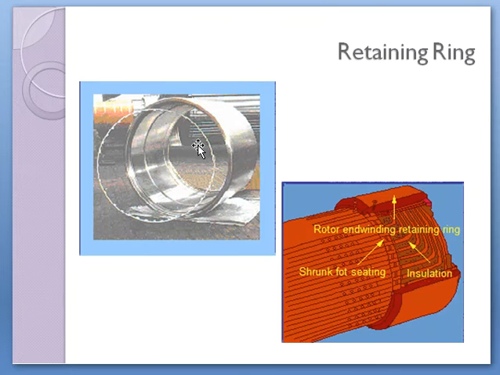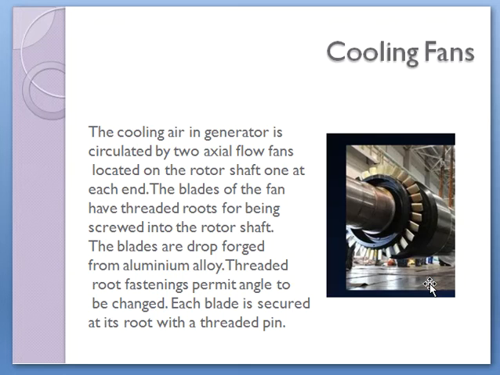We can see the retaining ring here. Now, this retaining ring is fixed here, and once the retaining ring is permanently locked, we cannot see the conductors at the end of the rotor, and the field conductors are now tightly fixed to the rotor surface.